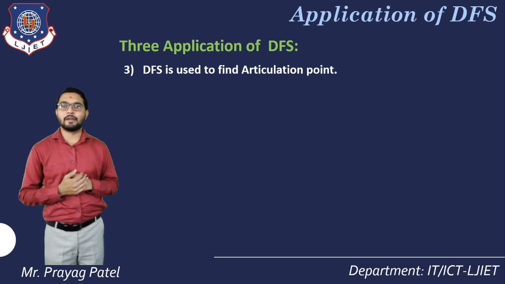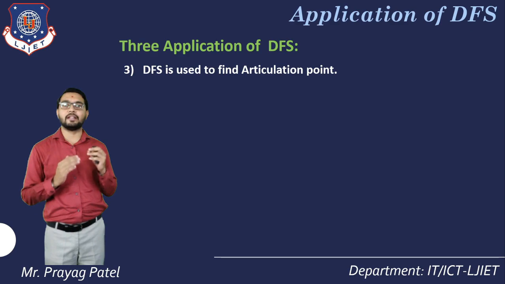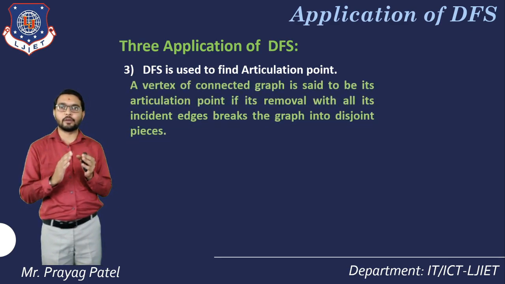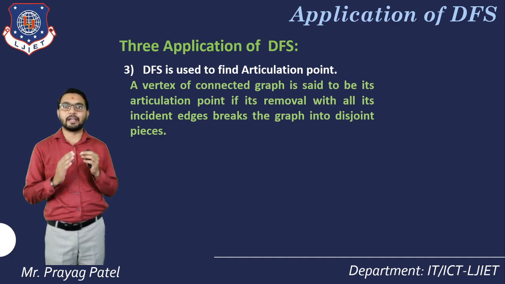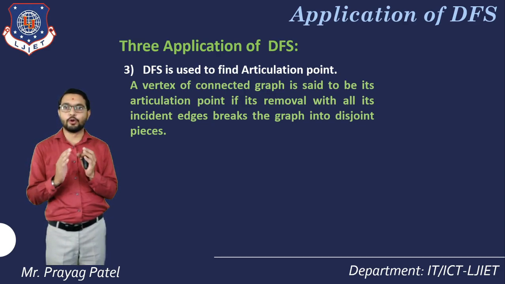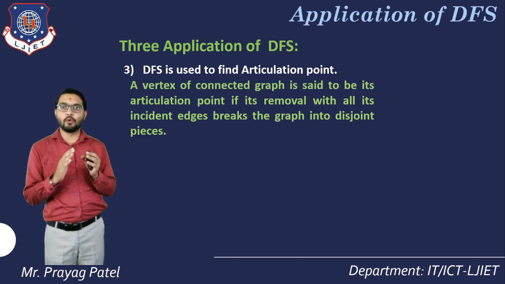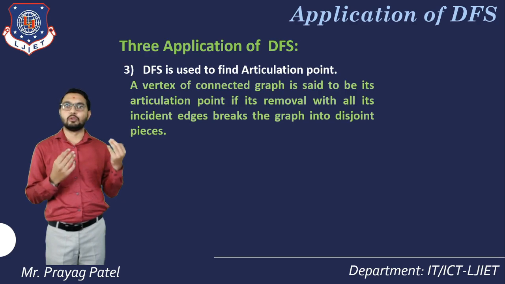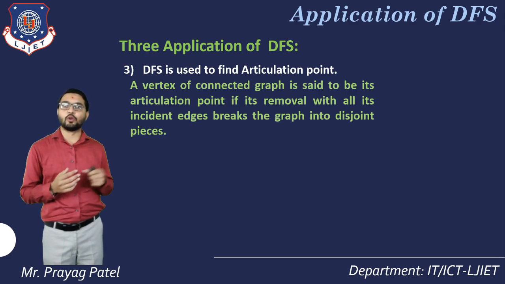Now the third application of DFS is to find the articulation point. Now what is the articulation point? A vertex of a connected graph is said to be an articulation point if its removal, with all its incident edges, breaks the graph into disjoint pieces. That means an articulation point is one node or vertex whose removal can divide the graph into two or more parts.